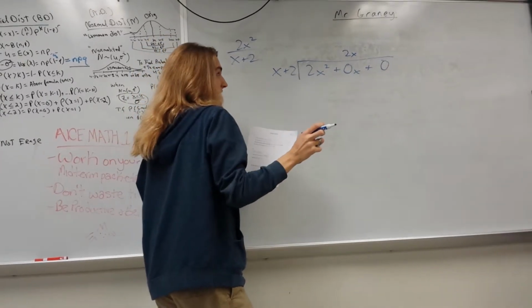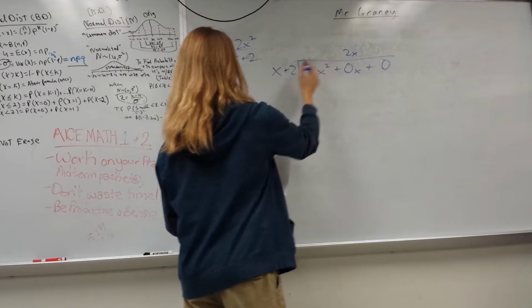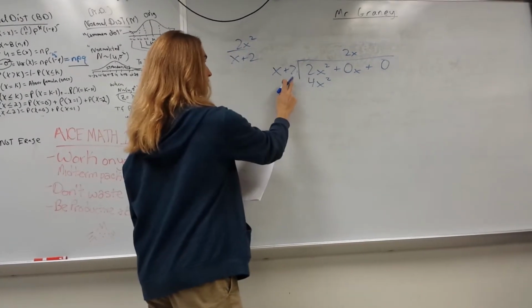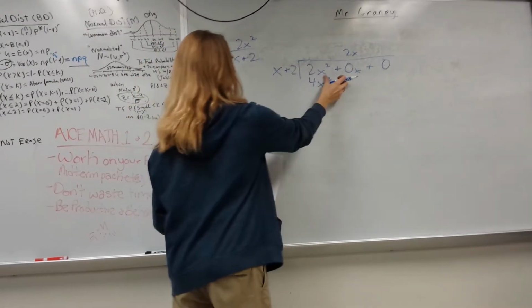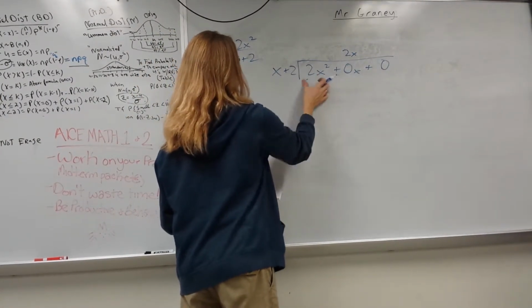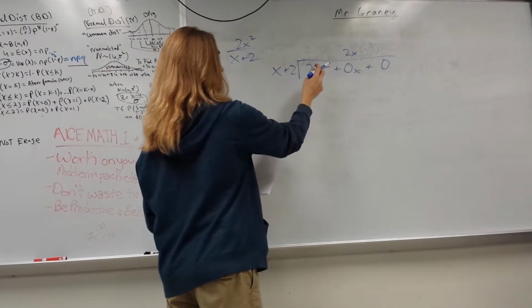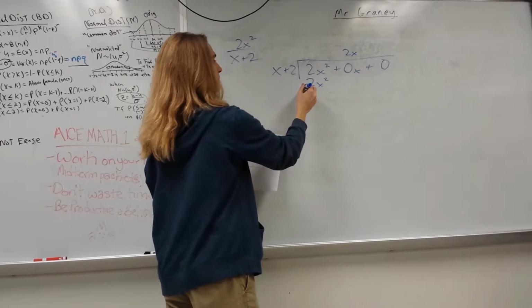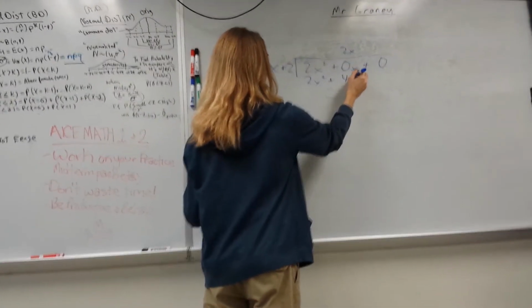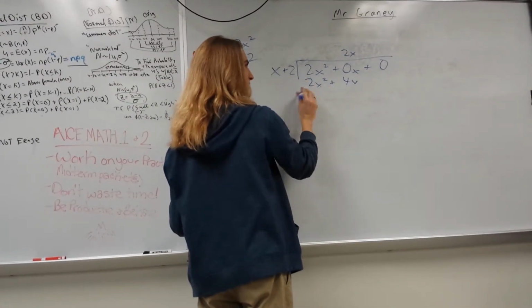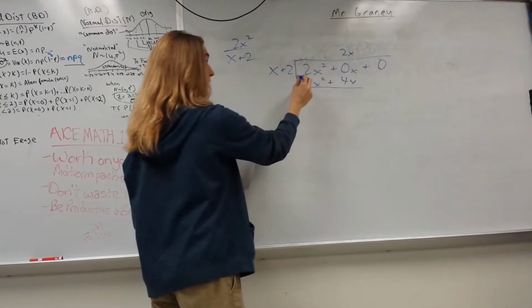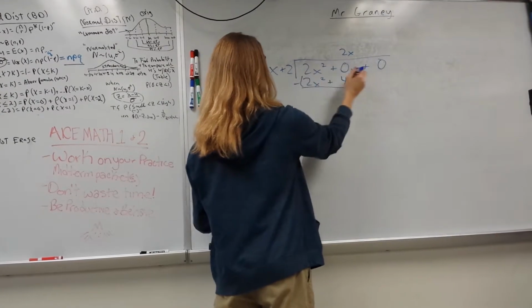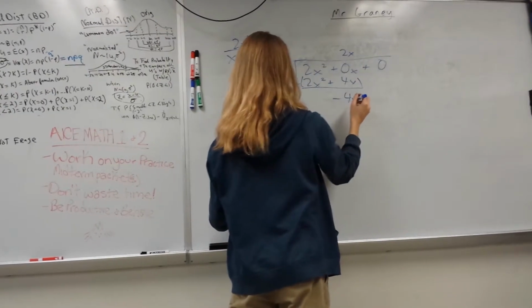So then you multiply it by this to get 4x squared. Or sorry, 4x, right? It's 2x squared plus 4x, and then you subtract. Alright, so you multiply it, put it there, then there, and then you subtract it down, so negative 4x.